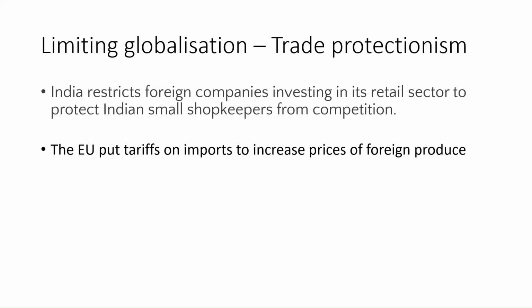And finally, limiting globalization through trade protectionism. India, for example, will restrict foreign companies investing in its retail sector to protect Indian small shopkeepers from competition. And the European Union puts tariffs on imports to increase prices of foreign produce. A lot of countries will do this as well, to ensure people would rather use the homegrown stuff and to support local farmers. Governments will make foreign produce a lot more expensive.